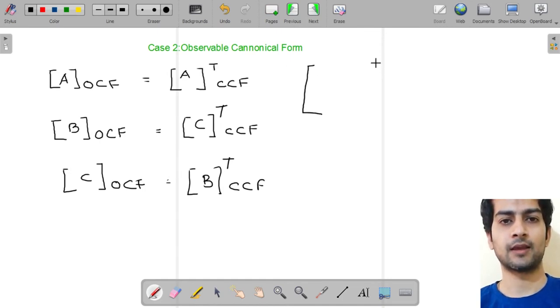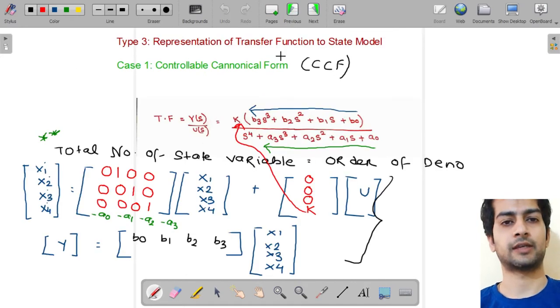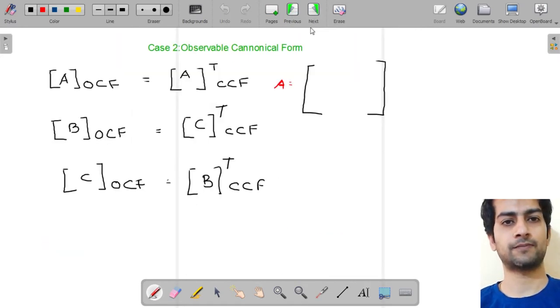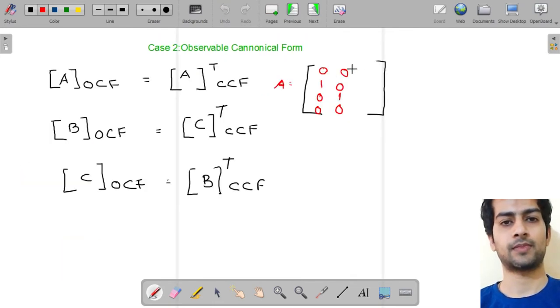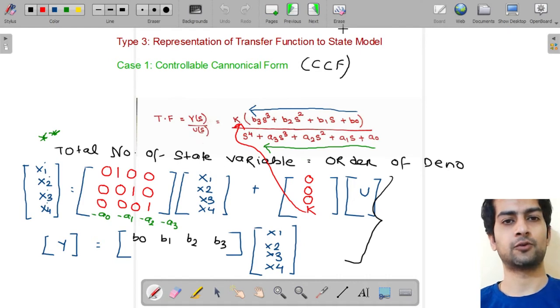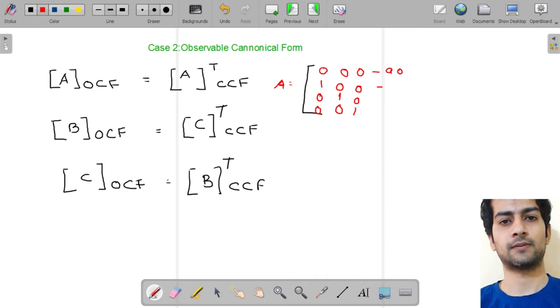We will first find matrix A. So take its transpose: 0 1 0 0, 0 0 1 0, 0 0 0 1, and the last row: minus A naught, minus A1, minus A2, minus A3. So this is our A.